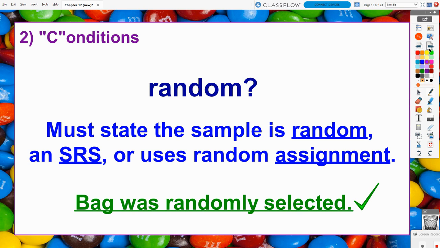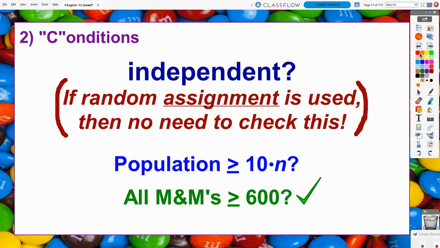Guess what the second condition is? Yep, you guessed right, the independent condition. And if random assignment is used, remember, we have no need to check the independence condition. So, in general, is the population at least 10 times our sample size? Who or what is the population? All M&Ms. Our sample size, if you remember from earlier, was 60, so 10 times that is 600. Can I assume that there are more than 600 plain M&Ms? Absolutely.